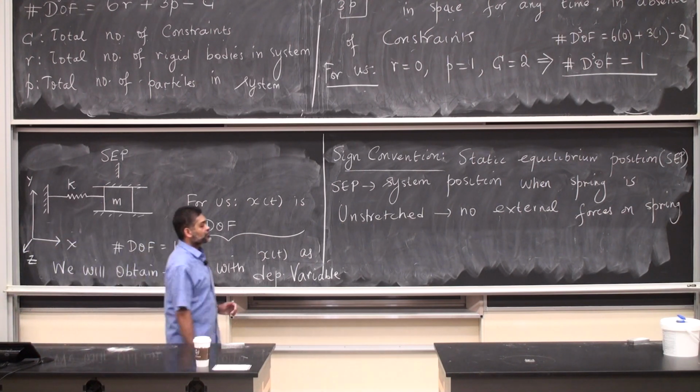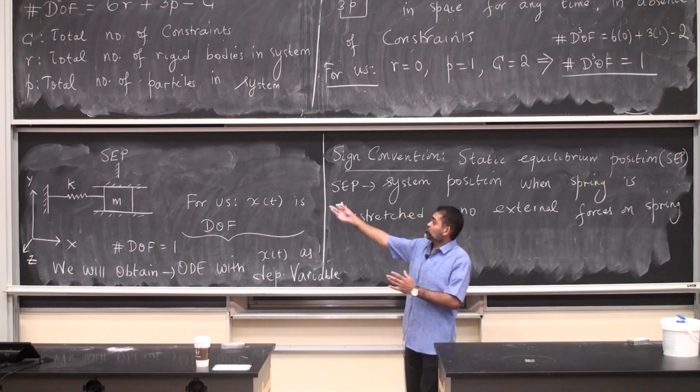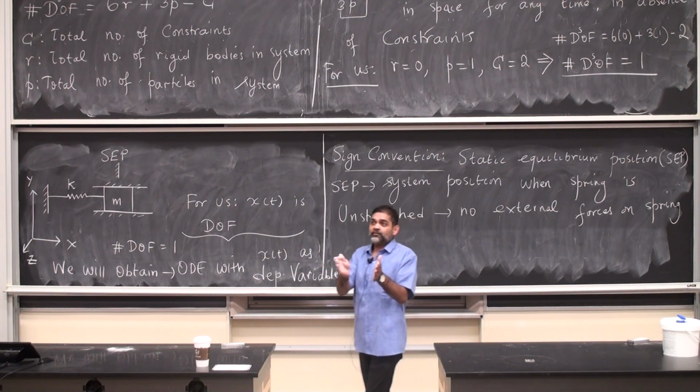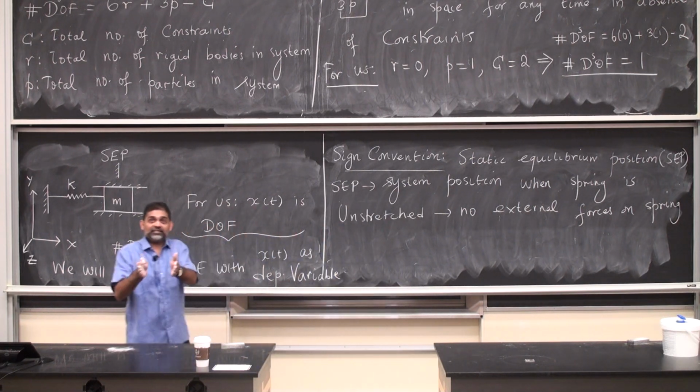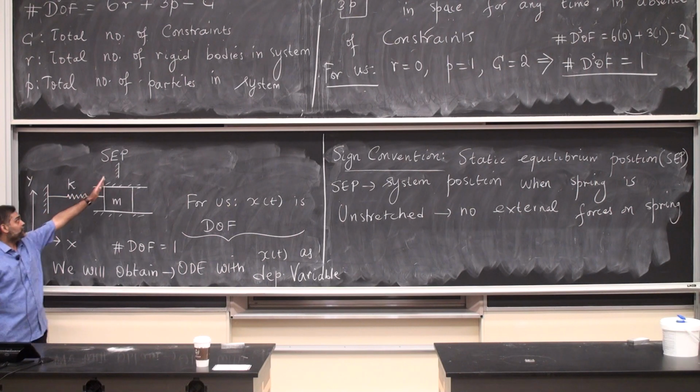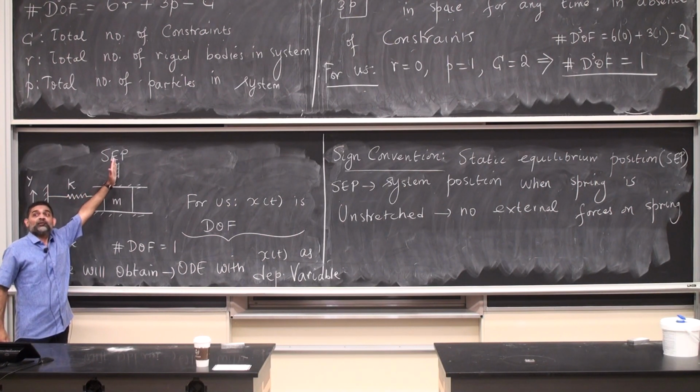For every mechanical system, we will figure out what is the SEP. In this system, it's quite obvious: when there are no forces acting on the mass, the spring is at its unstretched or its original length. And the position of the mass at that location is called SEP. This is how I typically mark it, with a hatched line which says this is the beginning of all things. This is the mother of all things.